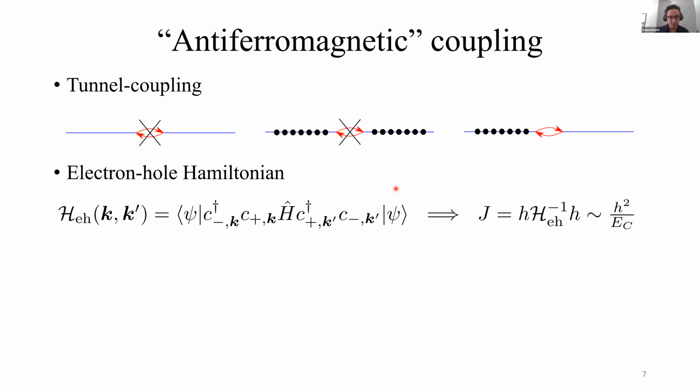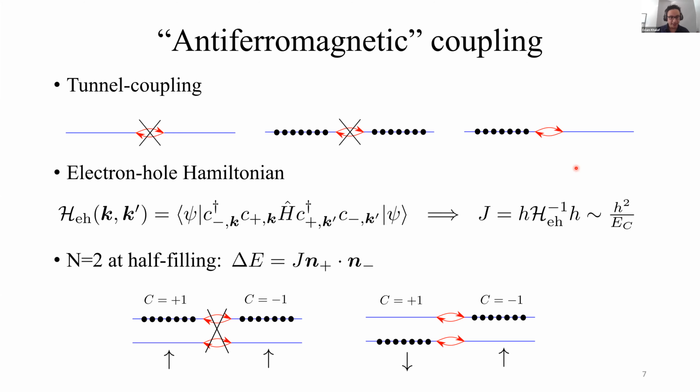So let's see what this means for example, again, the simple case of n equals 2 filling. So in this case, if we are looking at the same filling on both sides, filling the same band in both sides, so these aligned unit vectors, then the tunneling would be completely suppressed. While if we're looking at the opposite filled states, then this tunneling would be completely functional and it would lead to an energy reduction, which means that this J term is essentially an antiferromagnetic coupling between the sectors.